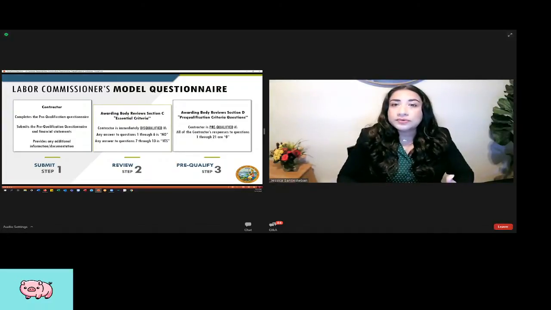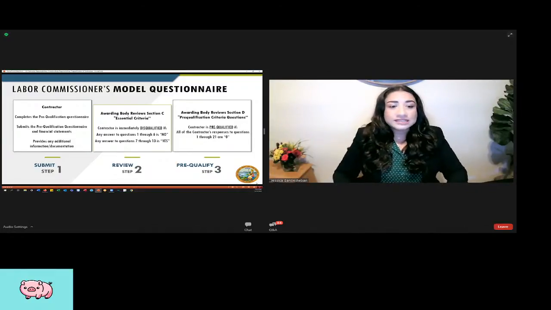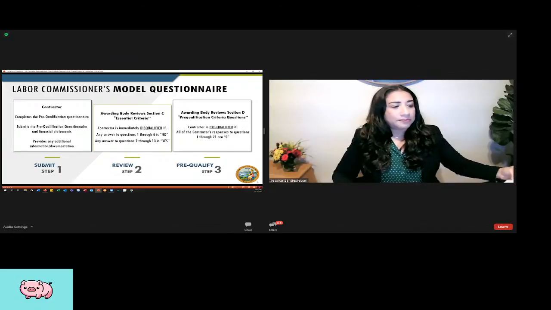So what the awarding body would do is gather the documentation or information that was provided by the contractor for those specific questions, and they would use a scoring worksheet that is provided with the questionnaire to determine whether or not that contractor can be pre-qualified. So those are the 3 easy steps to the pre-qualification process.